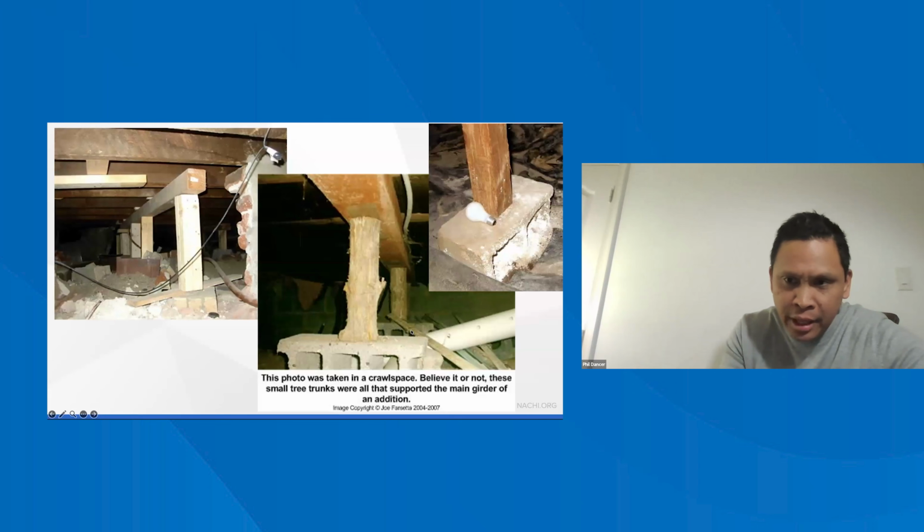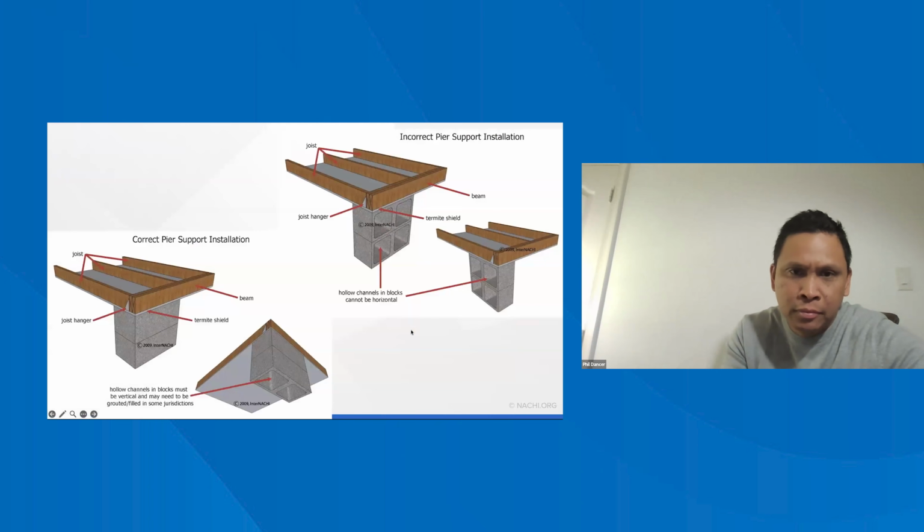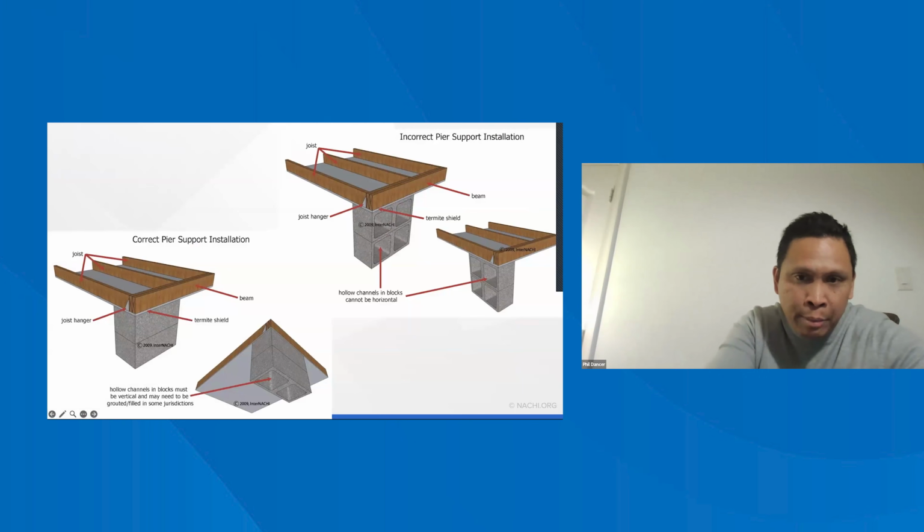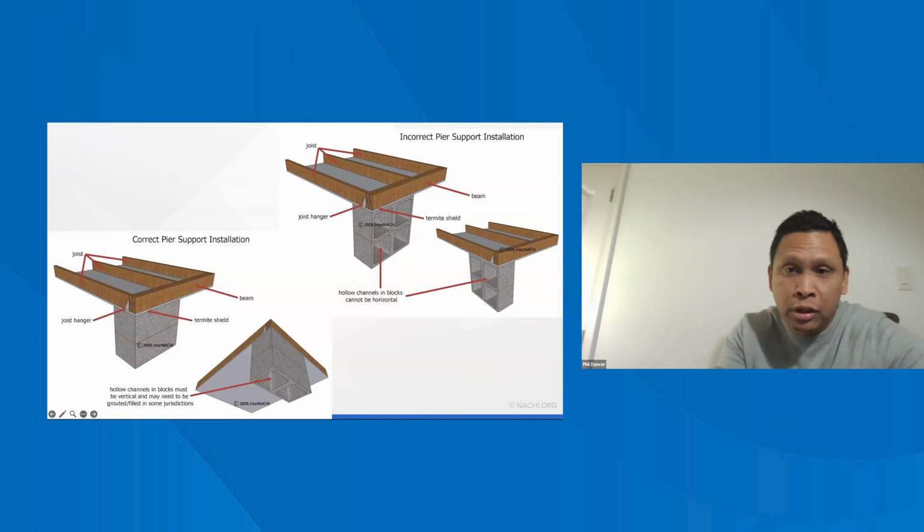AJ, next slide. So concrete masonry units, CMUs, hollow channels. Remember, you want them to be vertical, as opposed to horizontal. If they're not vertical, it's not great.